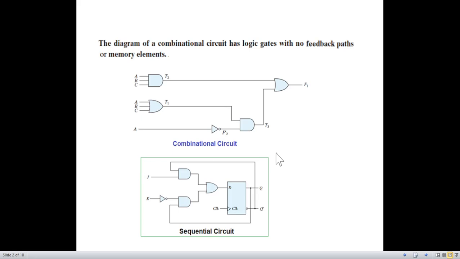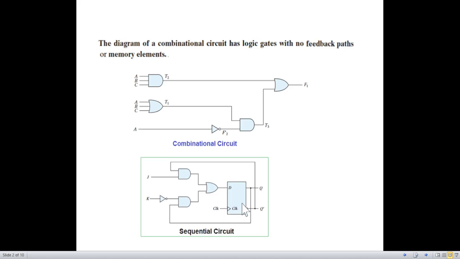So let me explain one thing that we'll be talking about in this chapter, that is the combinational circuit. So what is a combinational circuit? The definition says the diagram of a combinational circuit has logic gates, only logic gates, with no feedback path. Like in this diagram, you can see there is a feedback path. So nothing like that in the combinational circuit, or memory elements. Like in this diagram, there's a flip-flop, but in the combinational circuit, there is no flip-flop. It is just the logic gates.